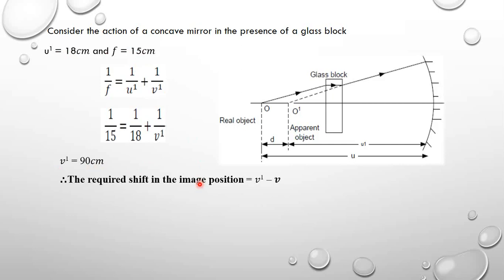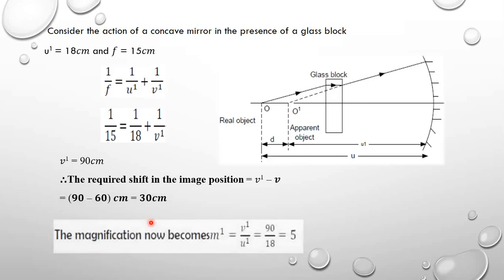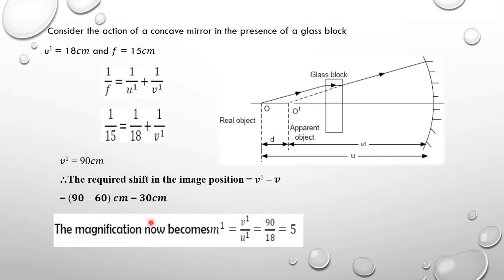Now let us get the shift. The shift in the image position is going to be the new image position minus the previous image position before we place the glass block, which is v prime minus v, which will be 90 minus 60, and that will give us 30. So that is the shift in the image position. And in the magnification, the new magnification is going to be v prime divided by u prime, which is 90 divided by 18, which is going to be 5. That's going to be the new magnification.